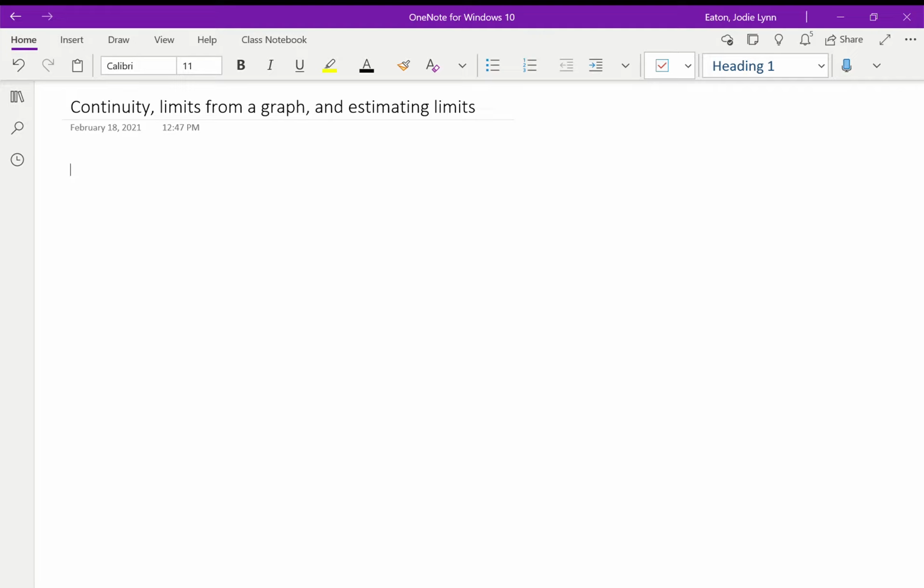So the first thing we want to look at is what does it mean for a graph to be continuous? And we're going to do this today in a very intuitive way. Later in the course, we will be going back and doing continuity in a more formal way where we use the definition of limit to help us define what it means to truly be continuous.